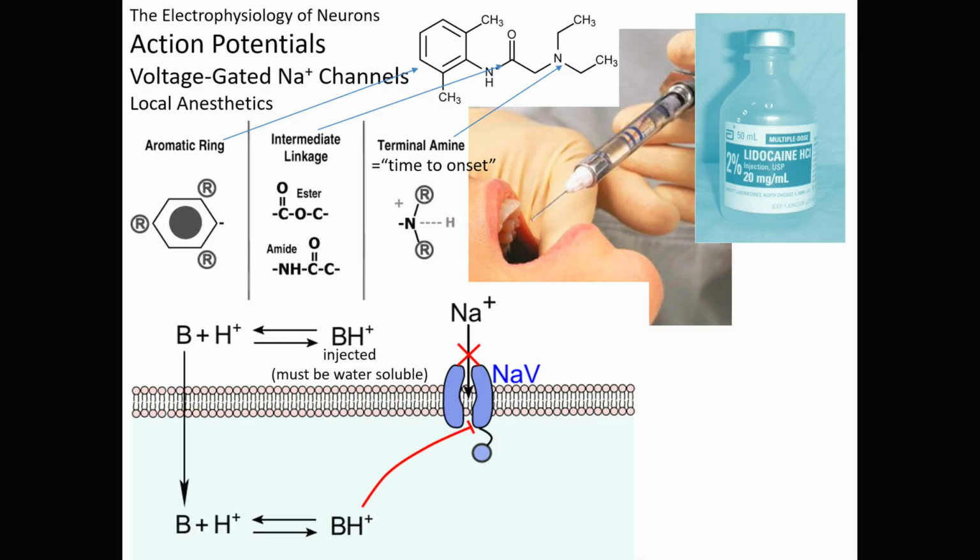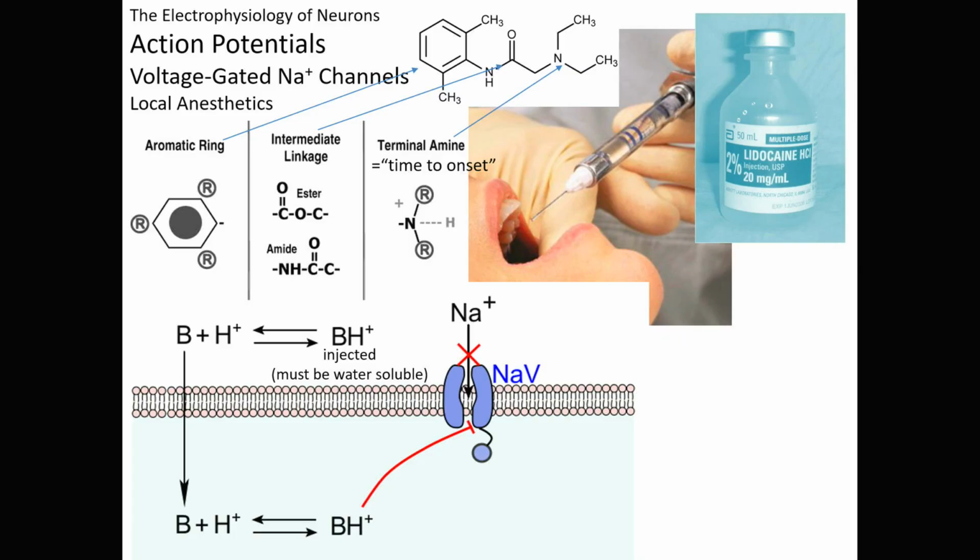The major determinant of that is how quickly this local anesthetic can deprotonate so it can start getting into your cells. And so the major part of the chemistry that determines time to onset is the terminal amine, because that's the place where the proton is bound and has to unbind. Okay? So how quickly can that terminal amine dump its proton to give you this now hydrophobic drug that can cross the membrane and start inhibiting? The faster the terminal amine can dump its proton, the faster this drug can start working. Okay? And I'll talk a little bit more about that tomorrow.